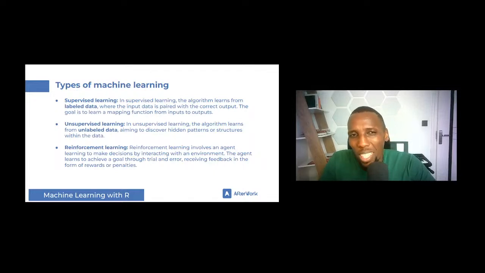So in terms of types of machine learning, I've already talked about supervised learning. This just involves that category of machine learning where you would train your model. In unsupervised learning, you would not train your model. In reinforcement learning, you would have an agent which would learn by interacting with an environment, and it would learn by trial and error. So it would receive feedback in the form of what are called rewards and penalties.